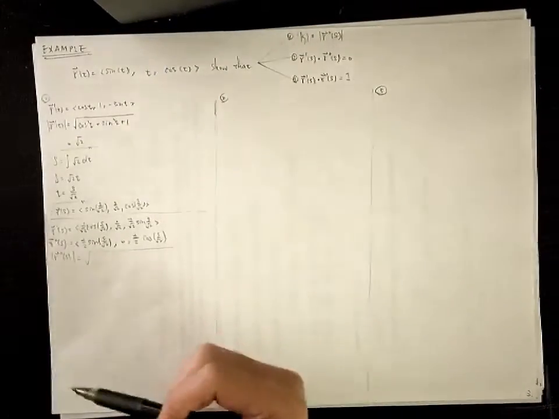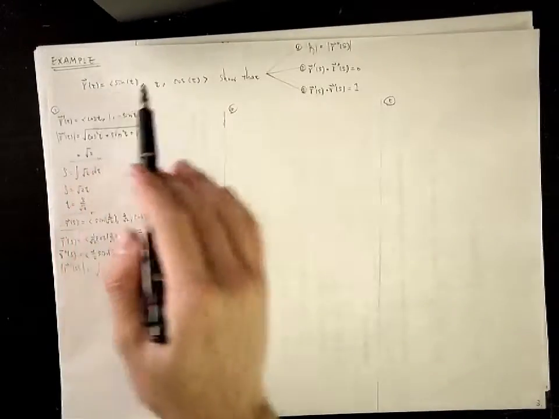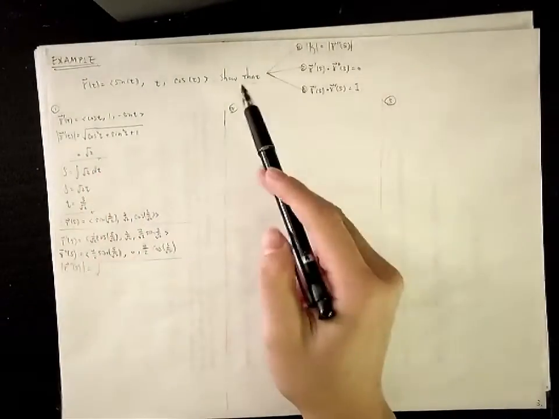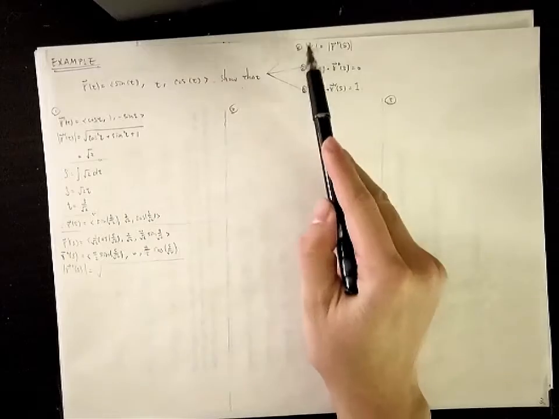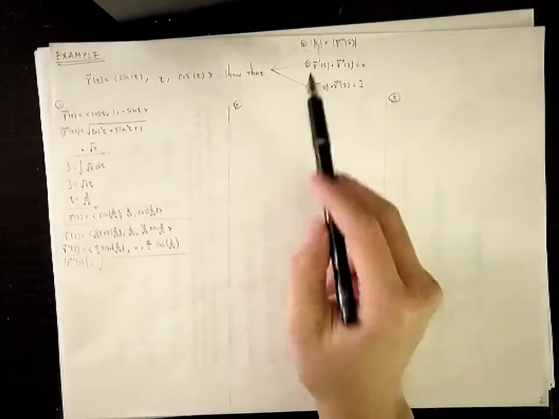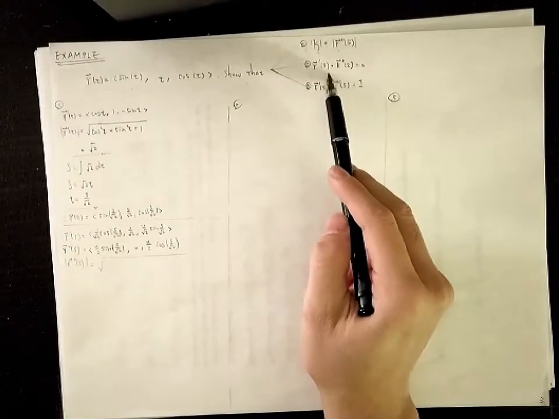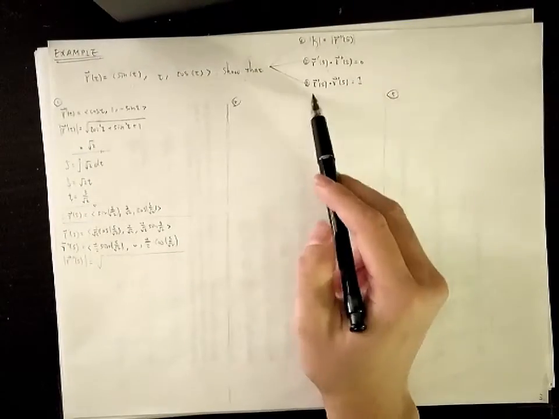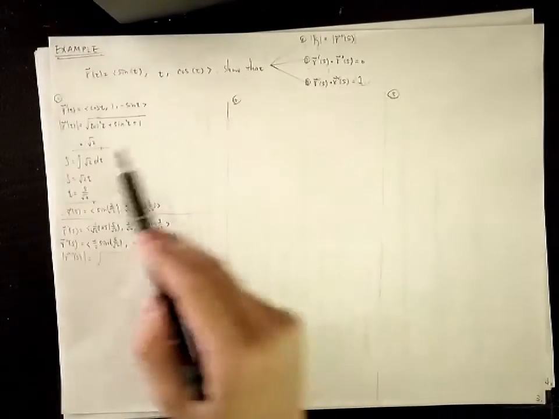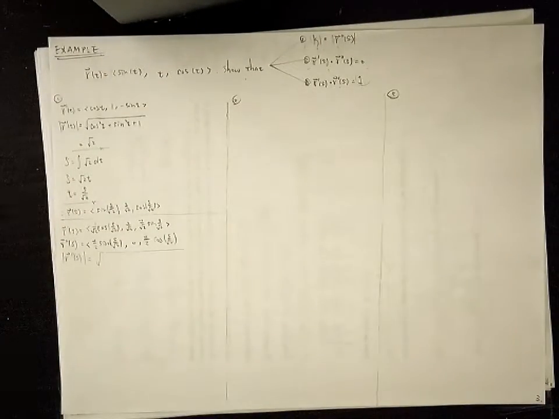And here are 3 other problems. r of t equals sine of t, t, cosine of t. Show that first, the absolute value of the curvature equals the absolute value of r double prime s. Second, r prime s dot r double prime s equals 0. And the third one, r prime s dot r prime s equals 1.